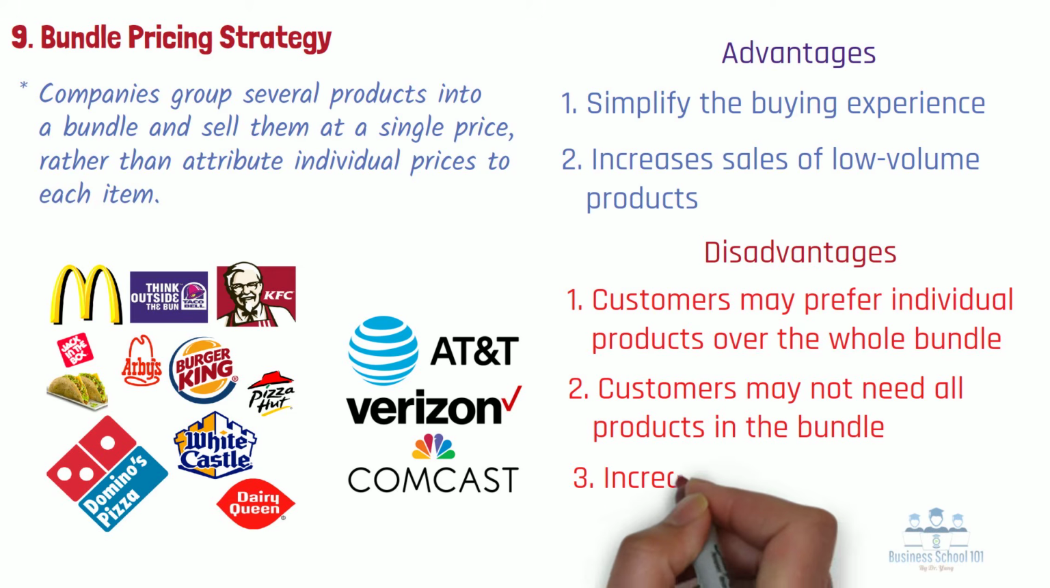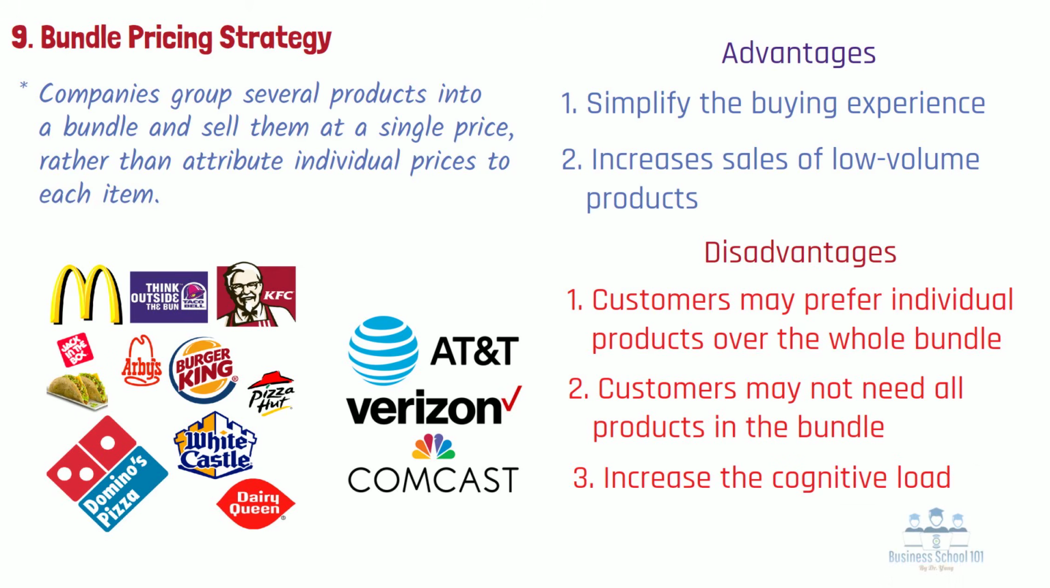Number 3. Increase the cognitive load. The amount of mental energy it takes to complete a task or make a decision is known as a cognitive load. Complex bundles may increase a customer's cognitive load to a point where they have analysis paralysis, making decisions more difficult. For example, choosing a single AT&T cable bundle can be an onerous task if you really want to do your due diligence and review what channels come with each.